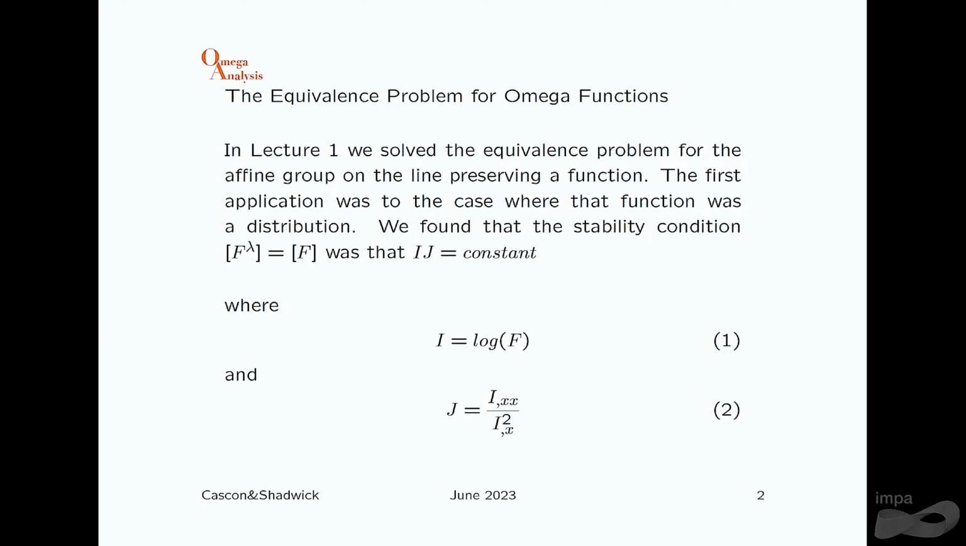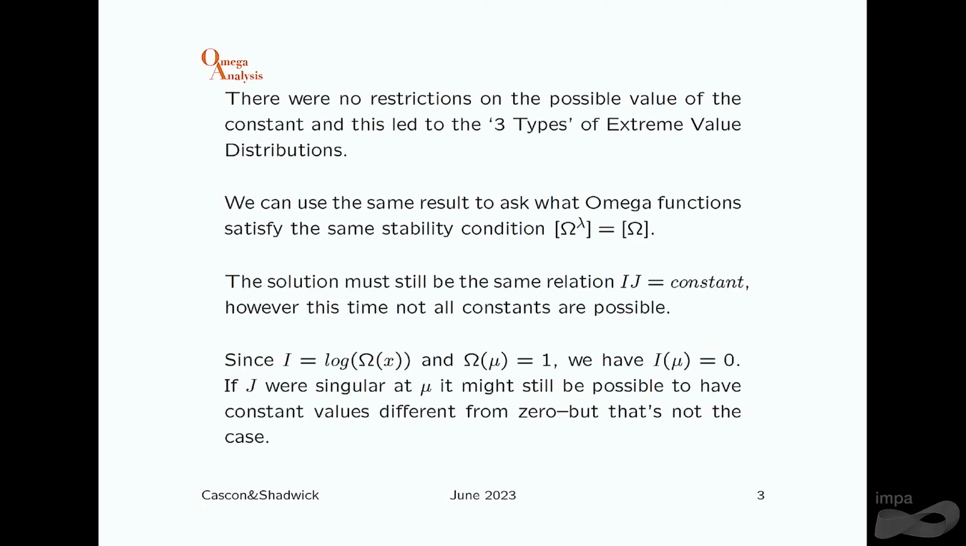So the stability condition for taking powers of the invariant function, whatever it is, was that the product of two invariants was a constant. I was the log of f. J was the second derivative of I with respect to x divided by the first derivative squared. In the case of the extreme value distributions, there were no restrictions on the constant. And that led to the three types of EVT distributions.